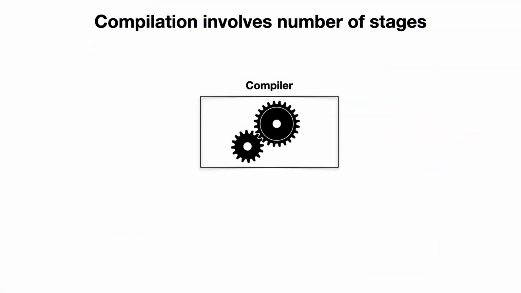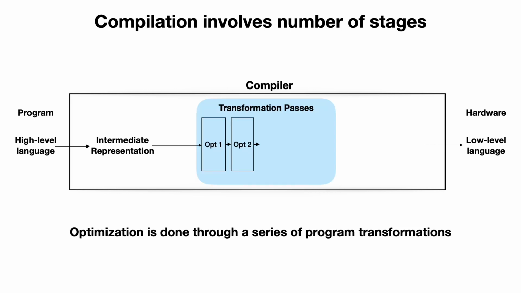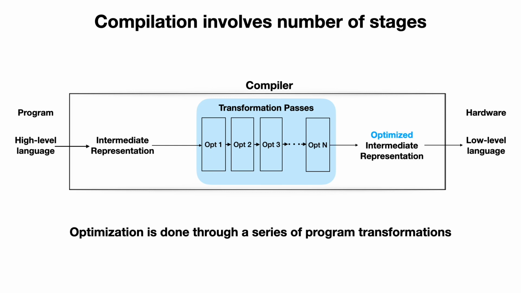So if you look at a compiler, how does it happen? Normally, a compiler takes a high-level language and transforms it to an intermediate representation. And this intermediate representation is fed through multiple passes. Each pass takes this representation and transforms it, hopefully a little bit faster, and the combination of all these phases will end up producing a much faster program at the end.